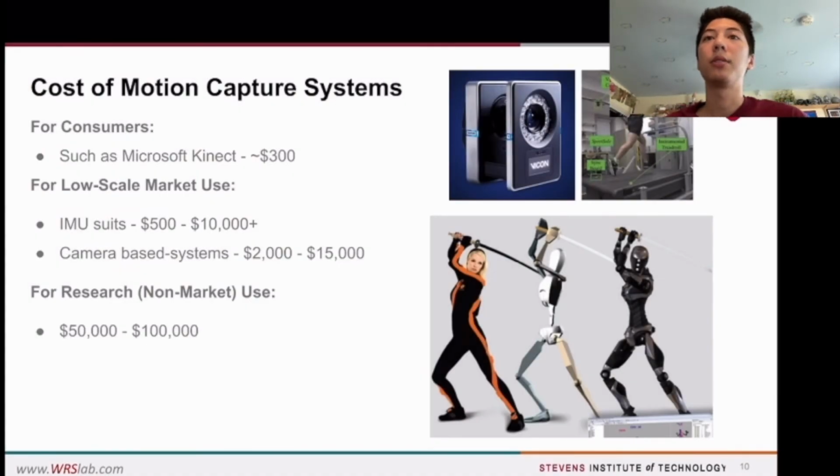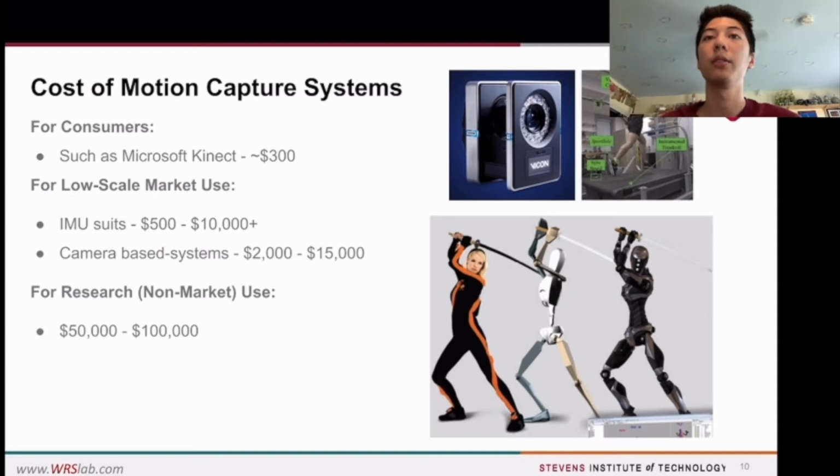Now, with each of these types of motion capture systems, and depending on the quality of the data that you want to get, there are different price points. For consumers, low-end users like you and me, we'd be buying something along the lines of those Microsoft Kinects, which can run plus or minus $300. For low-scale market uses like low-budget movies or not high-quality data analysis for personal use, an IMU suit would cost between $500 and $10,000, and camera-based, more optical systems would cost between $2,000 and $15,000.